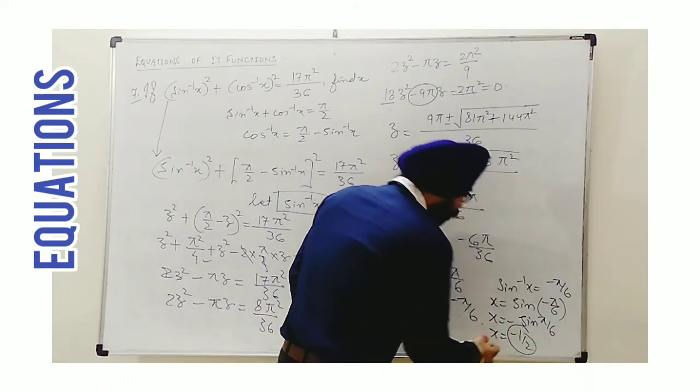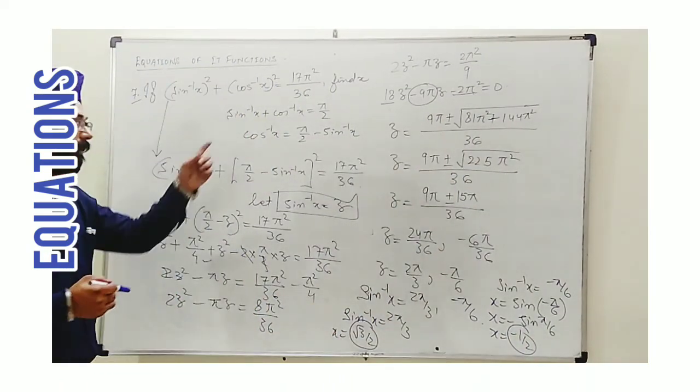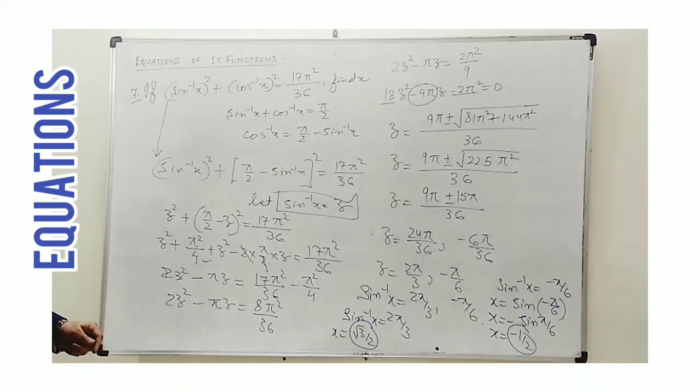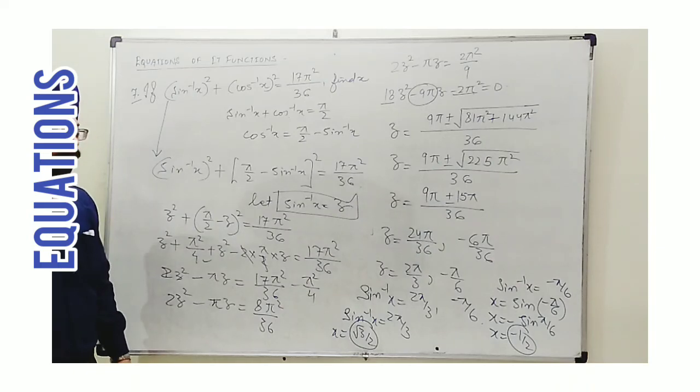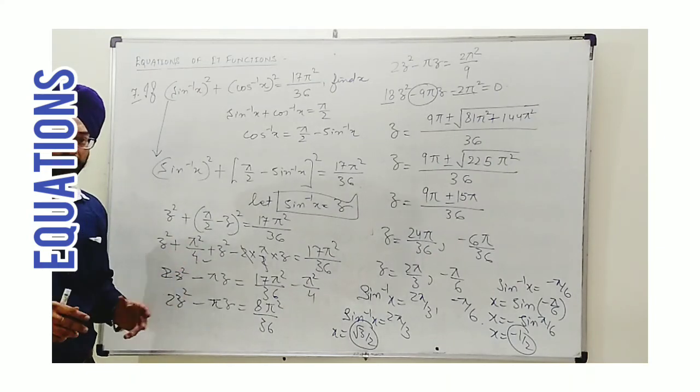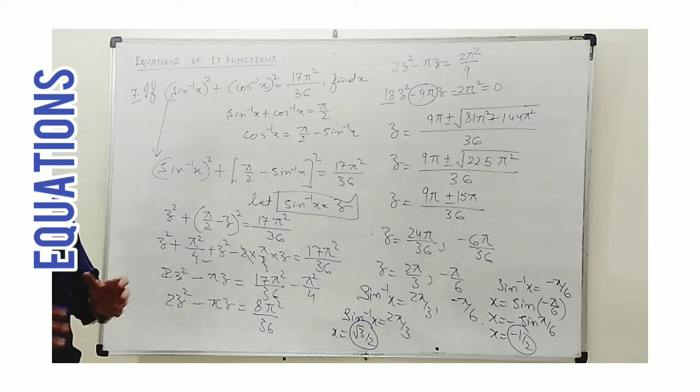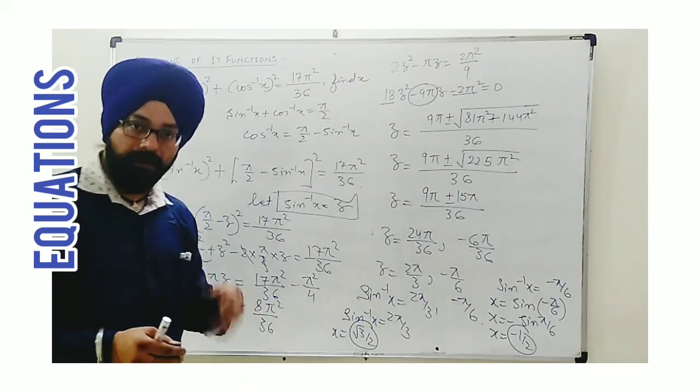So this was based on complementary angle relation identities. So be careful while applying. I hope this much is understood to you, and the concept of the equation also is clear. Whenever equations are given, you see the pattern, accordingly you solve.